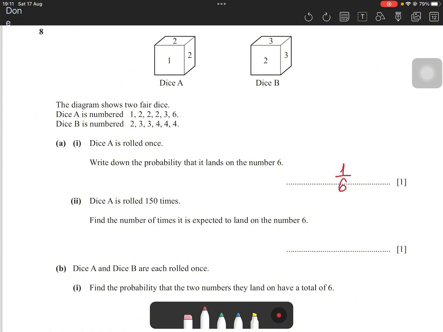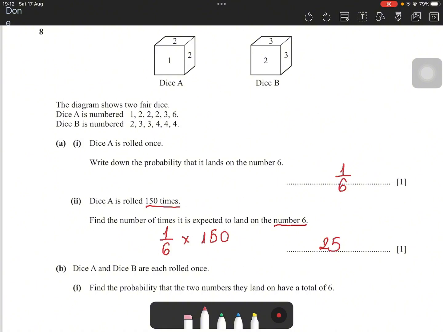Second question, dice A is rolled 150 times. Find the number of times it is expected to land on the number 6. We know that the probability to get the number 6 is 1/6. And if we roll it 150 times, then we multiply this by 150. So the answer is 25 times.